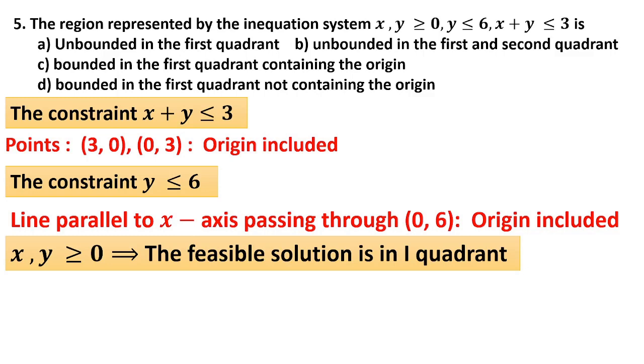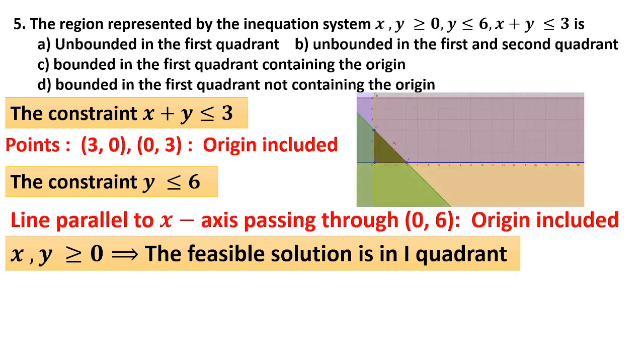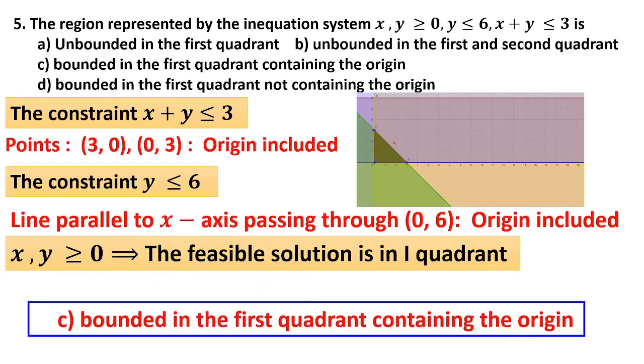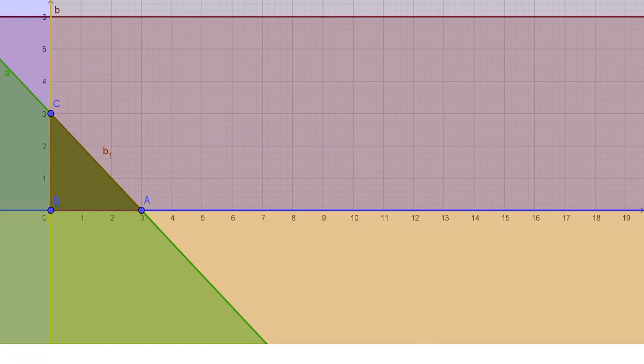Now the feasible solution is in the first quadrant. From this diagram you can get the option. The region is bounded in the first quadrant containing the origin. Now I am showing you the region on a big screen. Now this is the region bounded by both the lines.